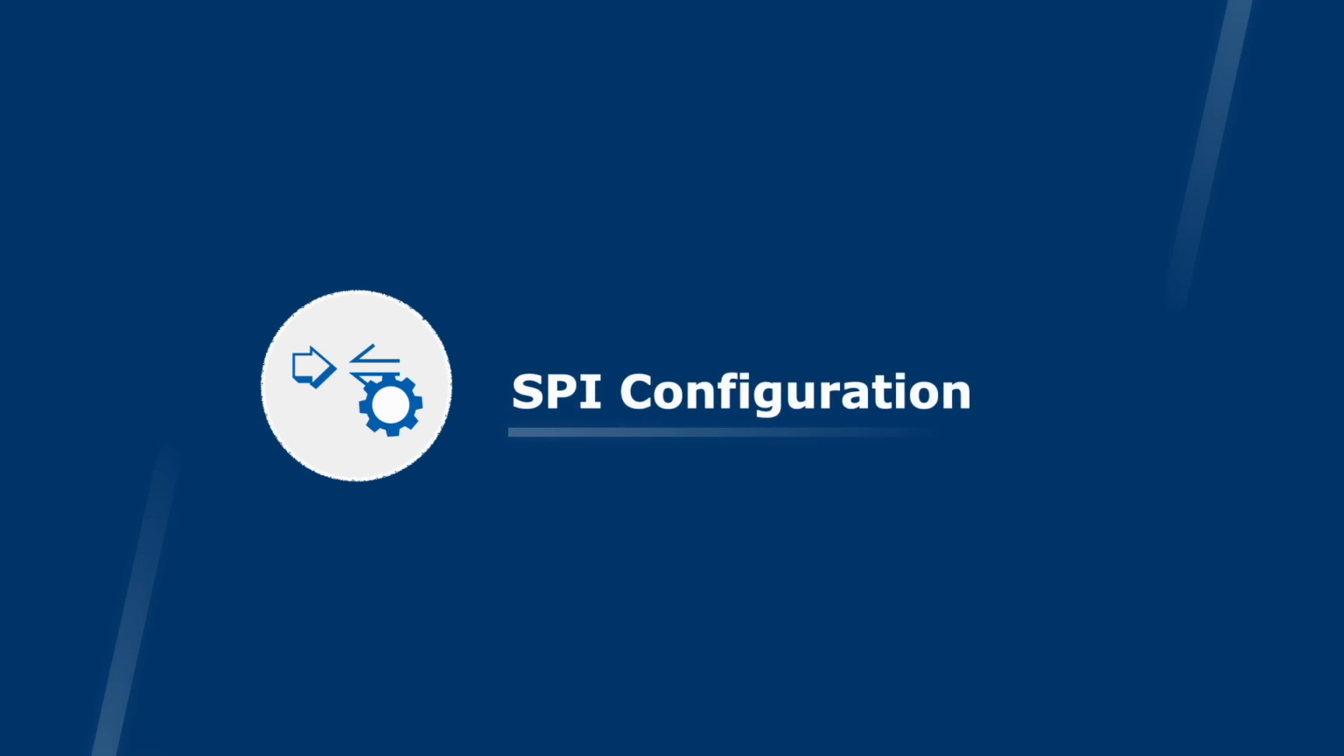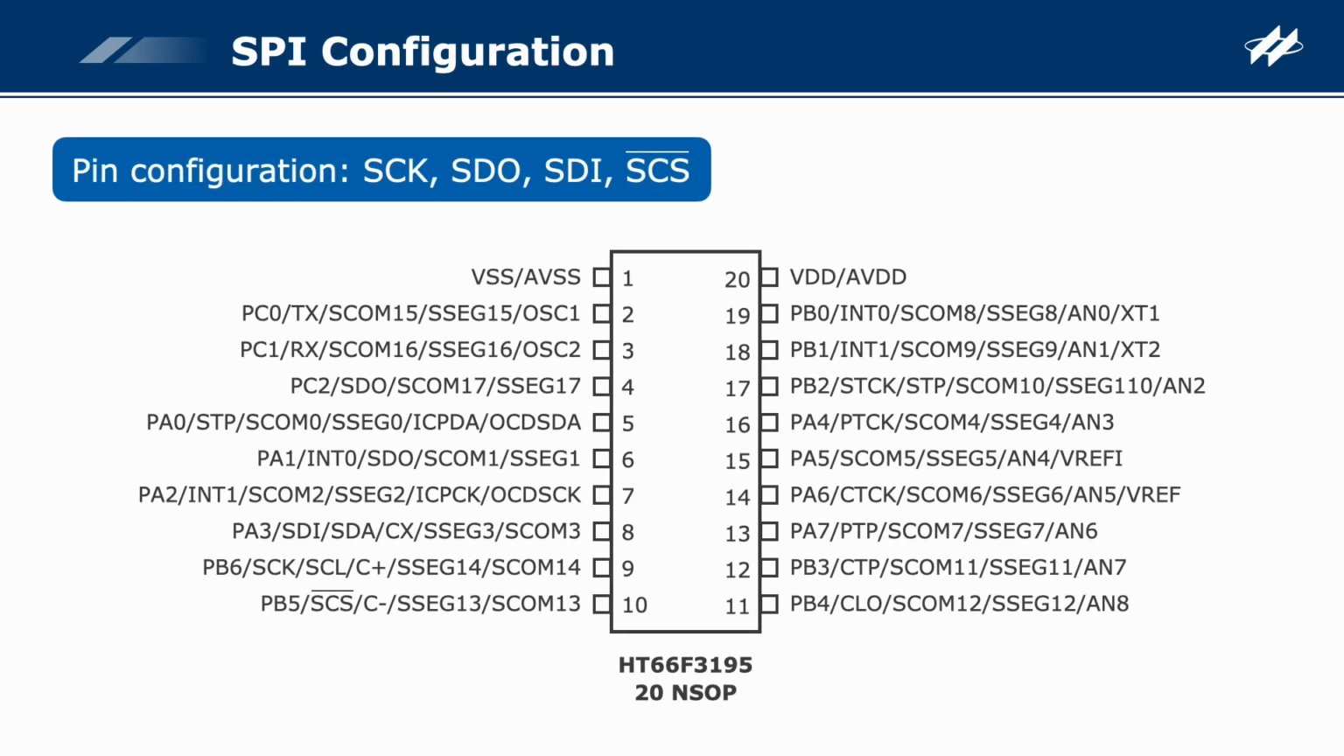SPI Configuration. Before using the SPI interface, the first step is to configure the SPI pins. Use the relevant pin-shared function registers to set PA1 to SDO, PA3 to SDI, PB6 to SCK, and PB5 to SCS. Then go on to configure the SPI interface. Pin configuration will be introduced in a subsequent course.